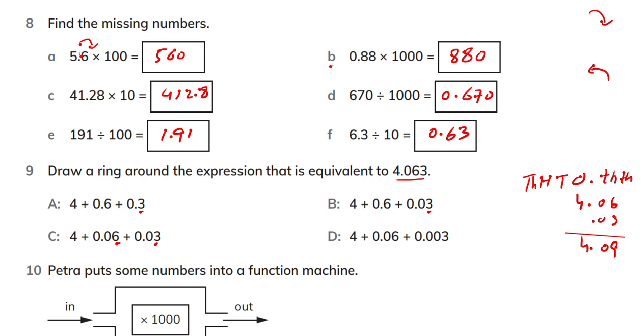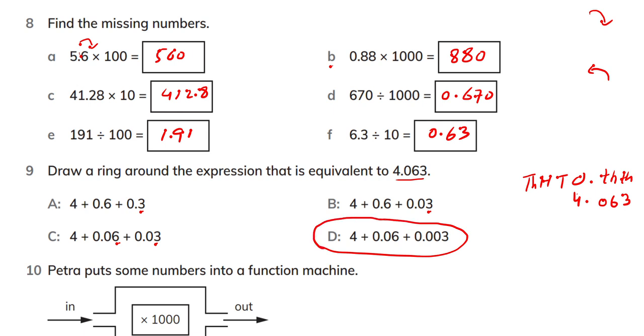Okay, let's check the last one now. So in the last one, for example, now 4 is in ones place, 6 is in hundredth place, so write it under the hundredth place. Yes. 3 is in thousandth place, and look, now in the tenth place there are no digits, so it means you will write 0. So 4 point 0 6 3. So it means this one will be your equivalent expression. Got it or not?